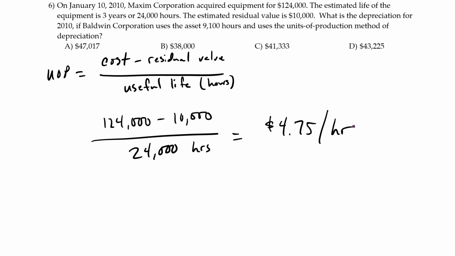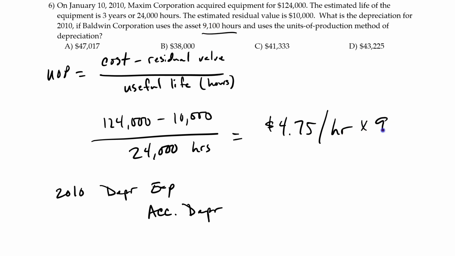Well, then, in 2010, we need to make the adjusting entry. So we're going to debit depreciation expense and credit accumulated depreciation. And we need to figure out the amount. So $4.75 times the actual hours, 9,100, equals 43,225. Answer D. And that would go into our adjusting entry, 43,225.